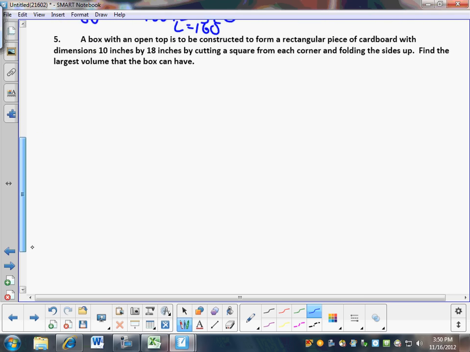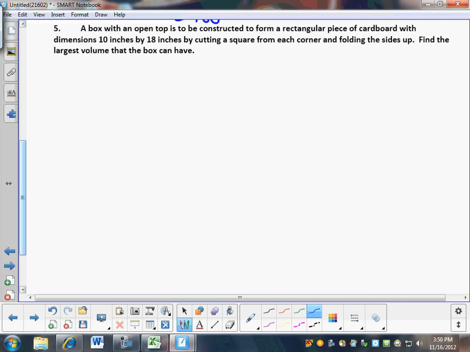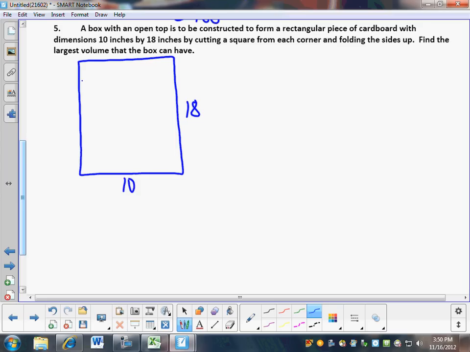And one more. A box with an open top is to be constructed from a rectangular piece of cardboard with dimensions 10 by 18 by cutting a square from each corner and folding the sides up. Find the largest volume that the box can have. And we cut corners out.